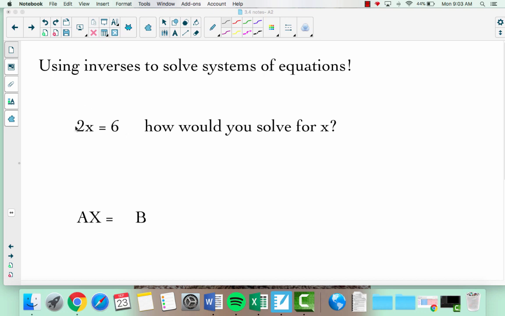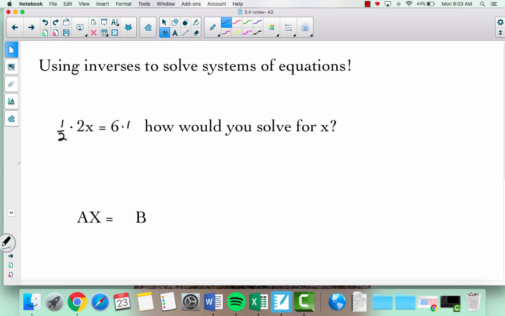So another way to approach this would be to multiply both sides by its inverse. So the reciprocal of 2 would be 1/2. So I could multiply both sides by 1/2, and what happens is that my 2's cancel out and I'm left with 1x equals 3. And notice that this 1 doesn't really affect our answer, so we just leave it as x equals 3. This same concept of multiplying by the reciprocal is what we do with inverse matrices.